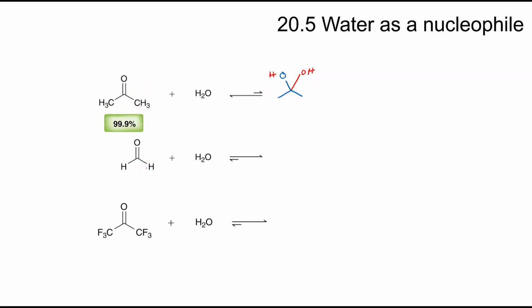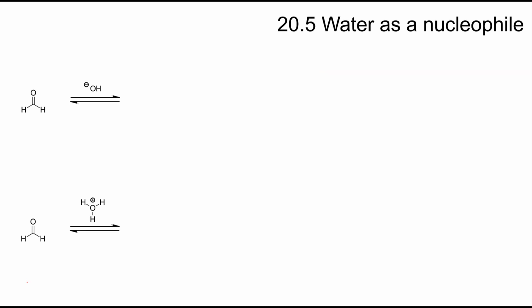If you have formaldehyde, this is actually preferred greater than 99.9%. And if you add electron withdrawing fluorines on there, most of the compound will be in this form. This is greater than 99.99%. So how does this happen? Well, the nucleophile of the OH minus under basic conditions with water can attack here, so this is basic.